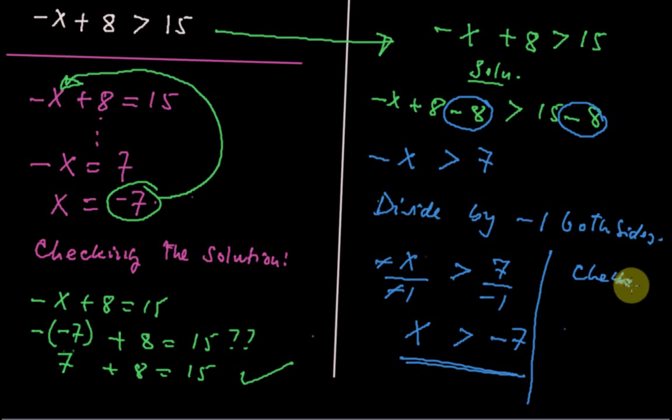Check the solution. When you put the value of x here, you'll find that this is negative of -7.